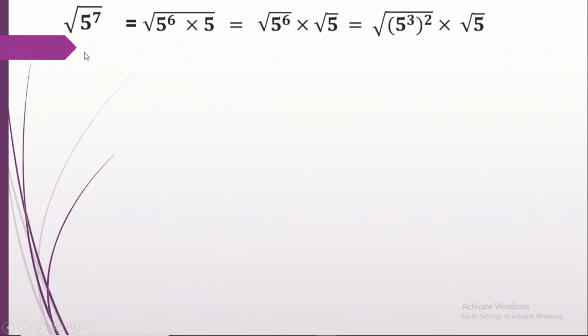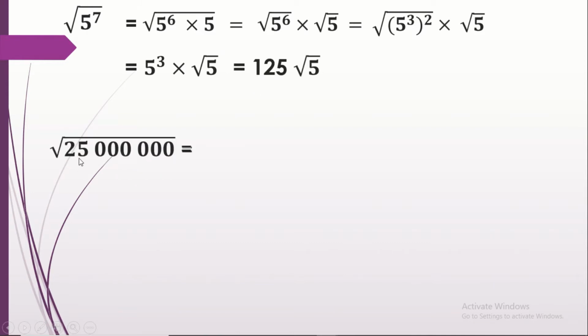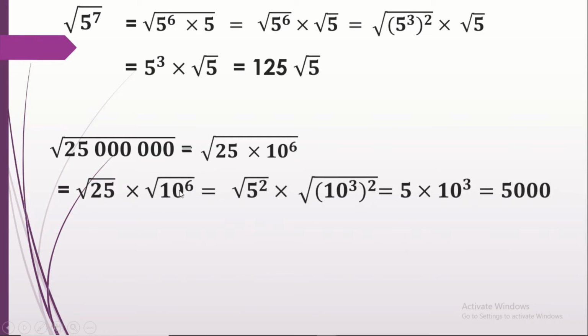Now something which is very important. If we have, here is another example, radical 5 power 7. Odd power, we pick up 1 to get an even power, and we solve it by the same method. If we have, for example, radical 25 million, here we can write it as 25 times 10 power 6. Now we can distribute the radical since we have times. Radical 25 times radical 10 power 6, 25 is 5 square, and 10 power 6 we can write as 10 power 3 all square. Square cancels radical, what remains? 5 times 10 power 3 equals 5000.